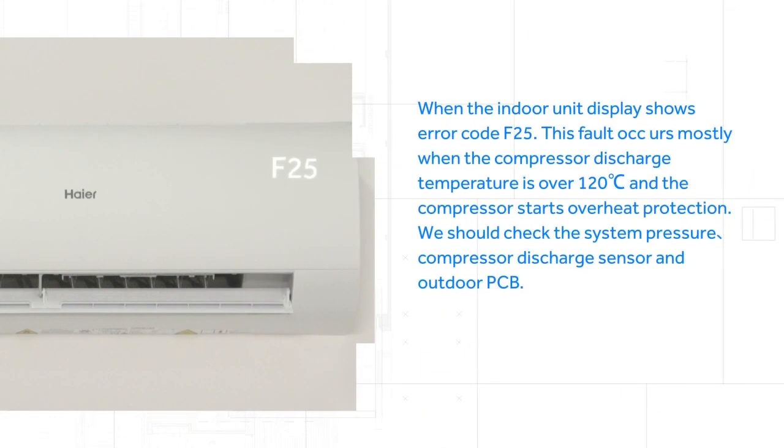F25 error troubleshooting. When the indoor unit display shows error code F25, this fault occurs mostly when the compressor discharge temperature is over 120 degrees Celsius and the compressor starts overheat protection. We should check the system pressure, compressor discharge sensor, and outdoor PCB.